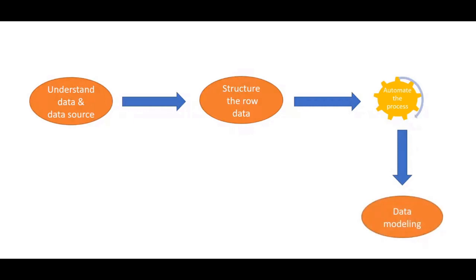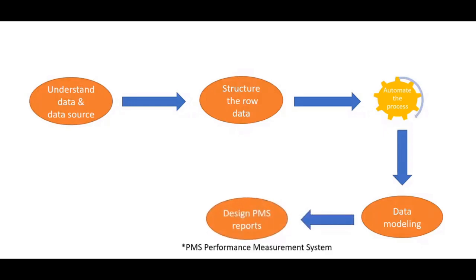Data modeling. Once the system is automated, we will be doing data modeling. Data modeling is the relationship between different tables. We give the relationship to tables and call the data when required from one table to another table. This is called data modeling. Once the data modeling is done, we need to design the PMS reports, performance measurement system reports. We are talking about projects, so in projects we need to control the project through the performance measurement system. So we will design the reports of the performance measurement system.